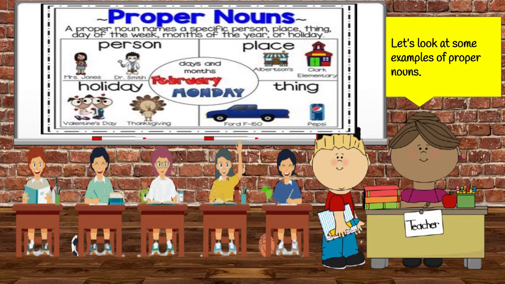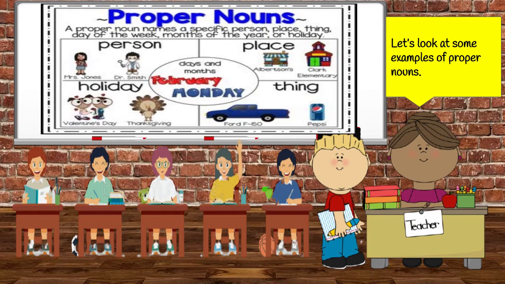Let's look at some examples of proper nouns. A proper noun names a specific person, place, thing, day of the week, months of the year, or holiday. Example of proper nouns in the persons category can be Mrs. Jones, Dr. Smith. In the days and months of the year category, February, Monday. In the place category, Albertsons, Clark Elementary. In the holiday category, Valentine's Day, Thanksgiving. In the thing category, Ford F-150, Pepsi.